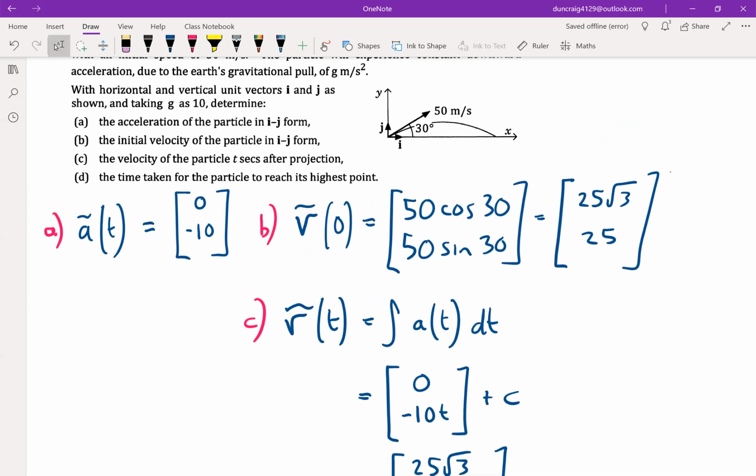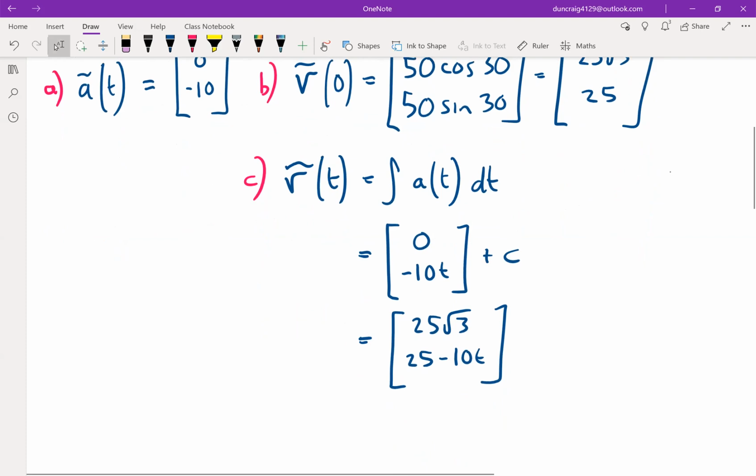So when it reaches its highest point, the vertical component of the velocity will be 0. If we picture, let's just draw that here. At that particular point, when it reaches its highest point, it's still moving across horizontally, but the vertical part is going from moving up to now stationary, and then it'll start moving down. So I want to find where that 25 take 10t is equal to 0.